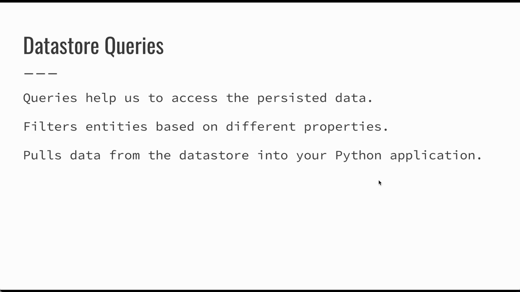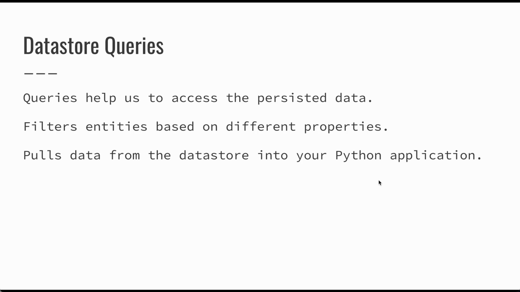So Datastore queries allow us to do this. Queries basically allow us to access persisted data, the data that's in that Datastore system. We're going to use filters as part of this to find data and to access data with different matching properties. And this is going to pull the data from that data store into your Python application.